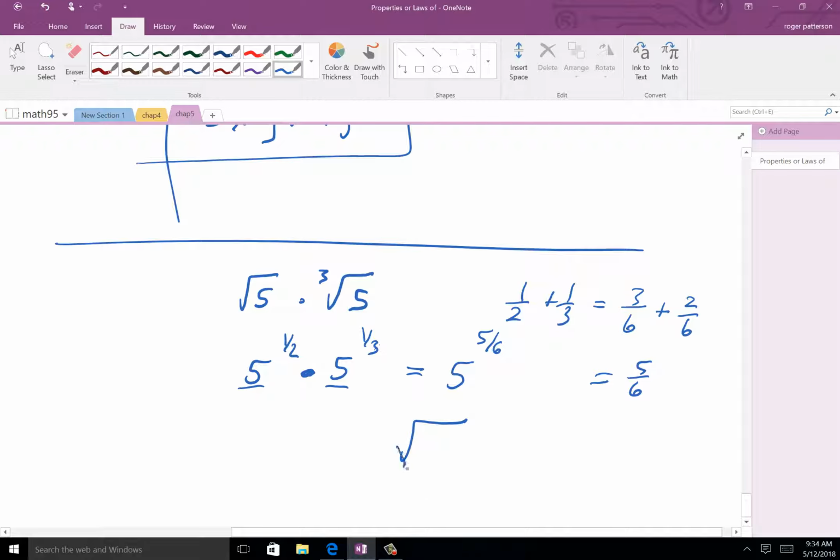So what would be the power on the radical? And then it's just going to be 5 to the 5th. Now I have to figure out what 5 to the 5th is.